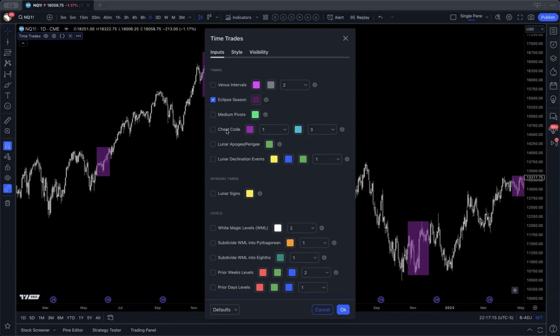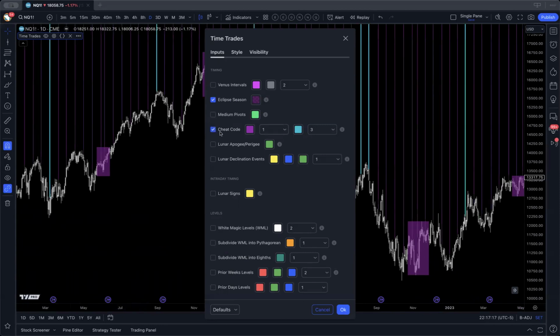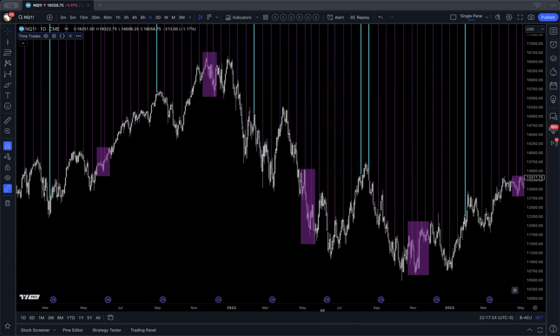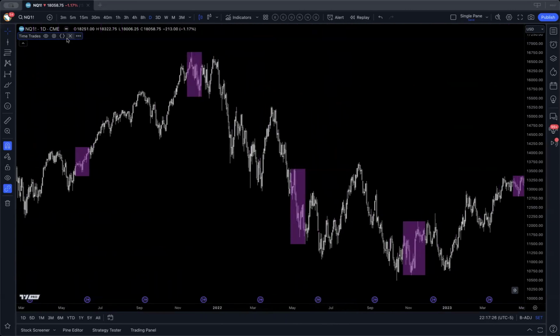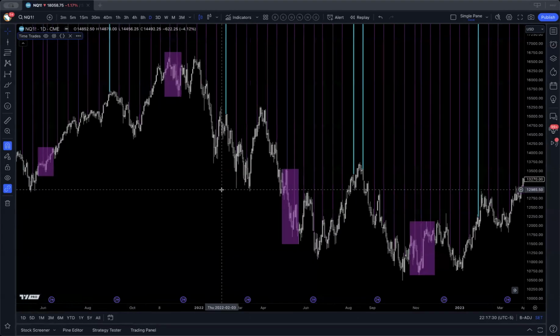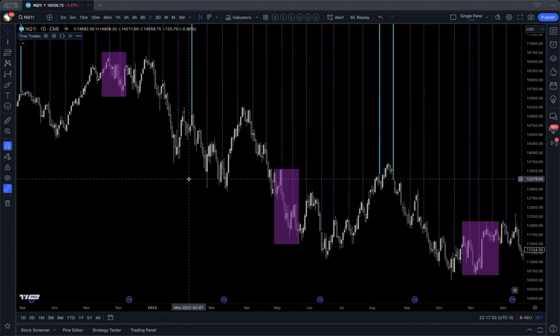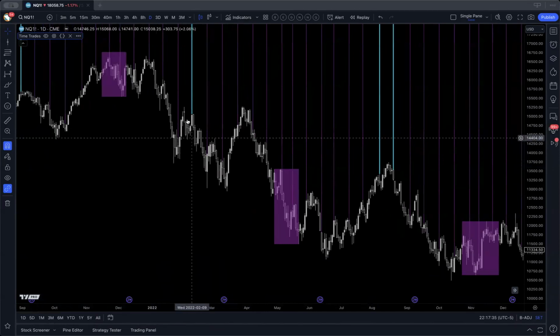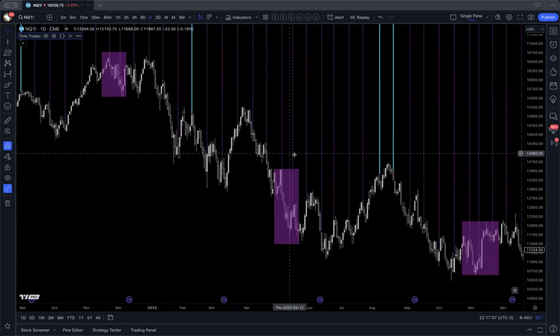So eclipse season is useful, but what I find really interesting and actually more compelling with eclipse season is to combine it with the cheat code. The cheat code draws 2 lines on the chart. One is purple and frequent, and the other is teal and infrequent. Now, the teal line, let's turn those on. The teal line is halfway between eclipses, between eclipse seasons.